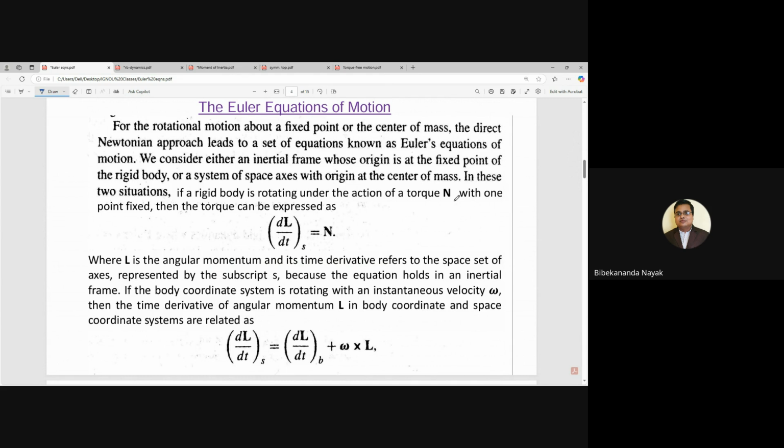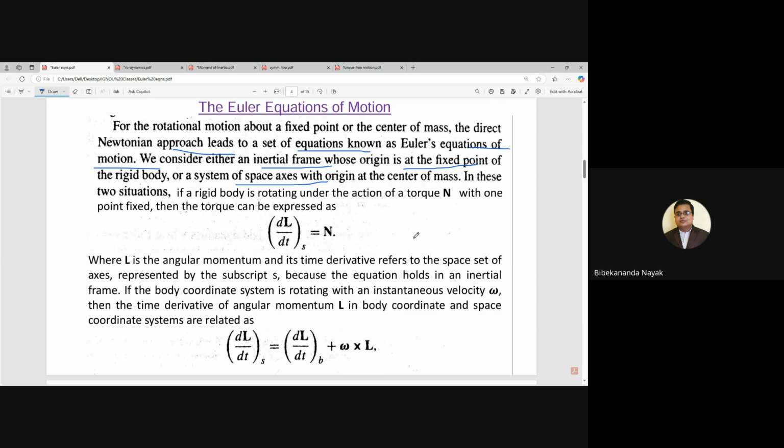For the rotational motion about a fixed point, or the center of mass if the fixed point is not given, we use the direct Newtonian approach: F is equal to ma, tau is equal to dL by dt. These Newton equations lead to a set of equations known as Euler equations of motion. We consider either an inertial frame whose origin is at the fixed point of the rigid body, or a system of space axes with origin at the center of mass.